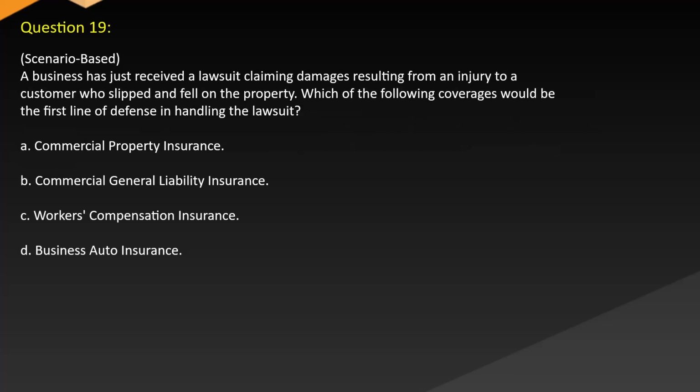Question 19. Scenario-based. A business has just received a lawsuit claiming damages resulting from an injury to a customer who slipped and fell on the property. Which of the following coverages would be the first line of defense in handling the lawsuit? A. Commercial property insurance. B. Commercial general liability insurance. C. Workers' compensation insurance. D. Business auto insurance. Answer.